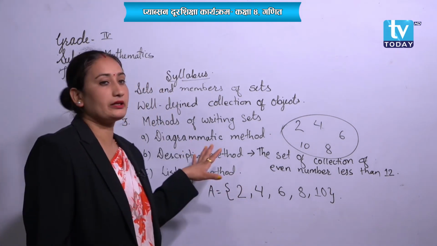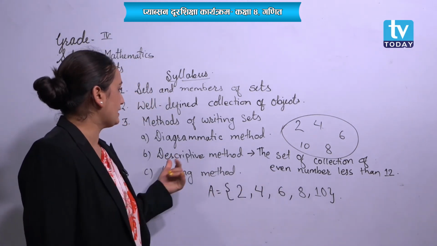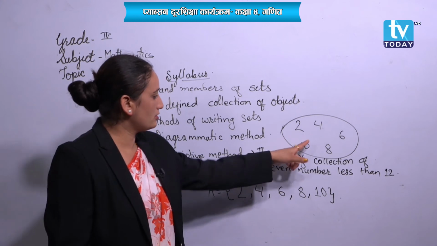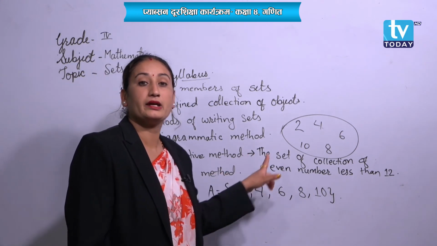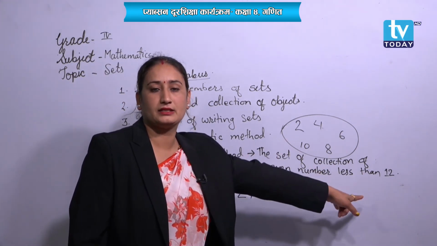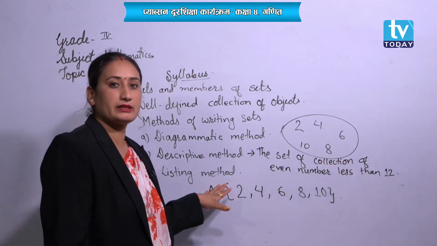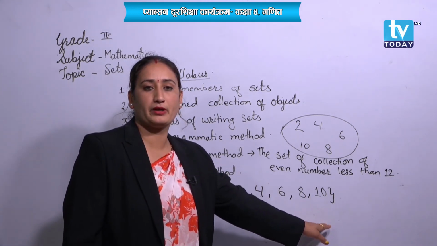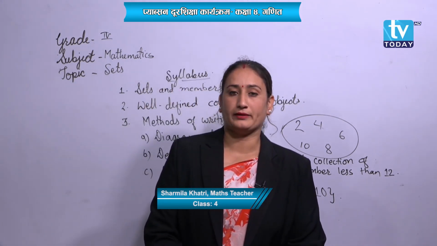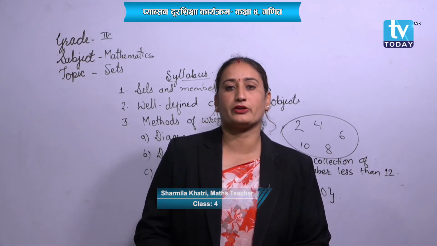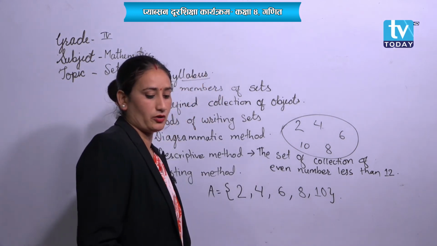Then methods of writing sets. Grade 4, you have to focus more on it. That is the diagrammatic method, showing through the diagram. Then the descriptive method, by simply writing it in words or describing in words. Then the listing method, to list out the members inside a curly bracket. Okay, I hope you understand this one. Now, some questions are for your practice. Are you ready, students? I hope you all are ready over there.